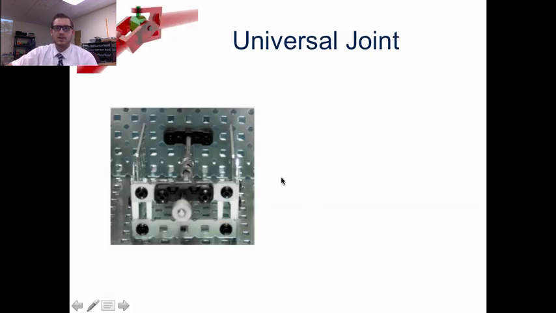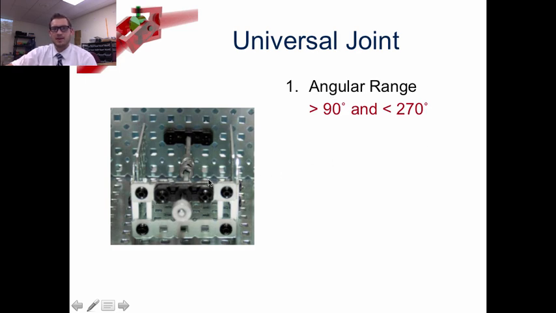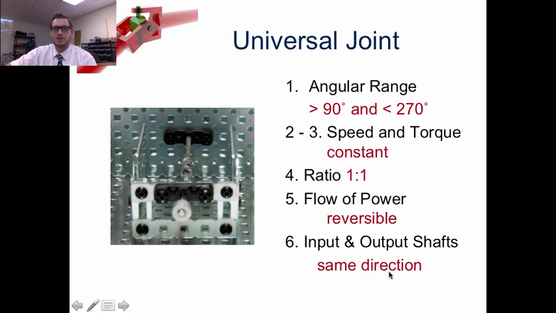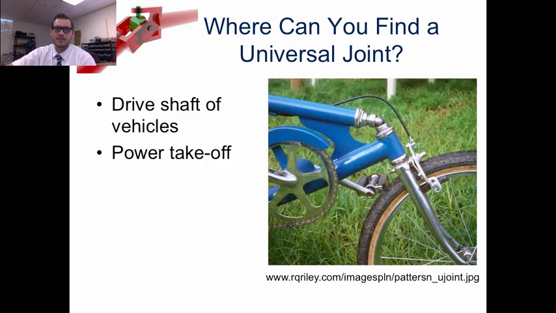Universal joint. Universal joint is going to be 90 to 270 degrees. Right here, this shaft that goes through the middle. If the shaft is turning at one speed, the shaft on the other side is going to turn at the exact same speed, so it's constant. Ratio is 1:1, and the flow of power is reversible, and the input and the output is the same direction. So if you turn to the right or turn to the left, it will turn both sides. Here's a picture of the universal joint. You're going to need to just come into the classroom, move it around, play with it a little bit, and then see exactly how it works with your hands. Where do we find them?